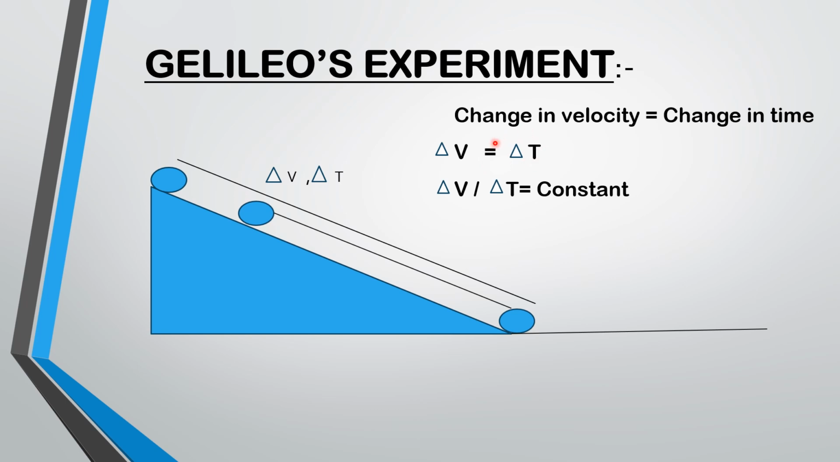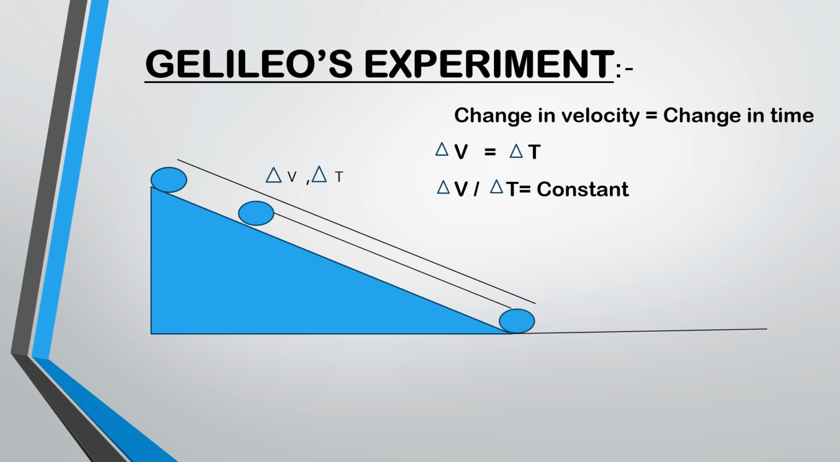So what he did is put the delta t on the left-hand side. What we get is delta v divided by delta t is equal to a constant. So there is a constant ratio between the change in velocity and the time taken by the object to move from its initial state to the final state.